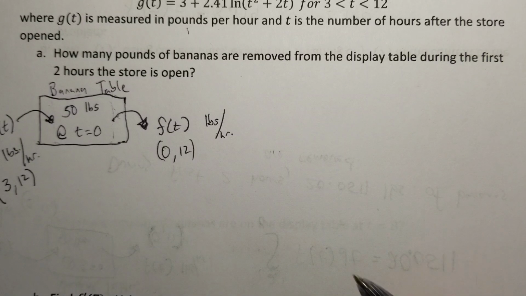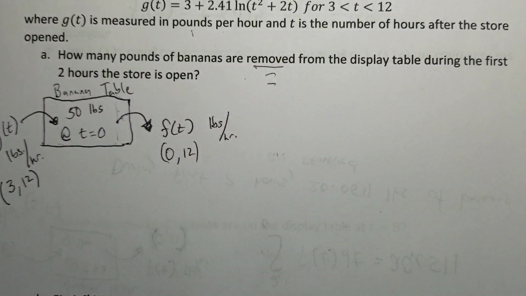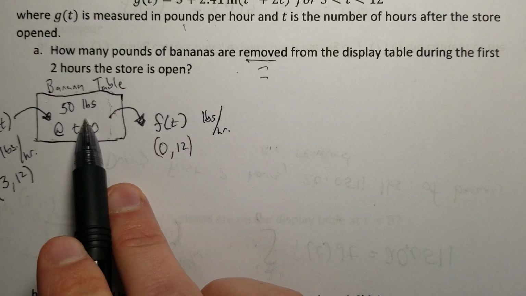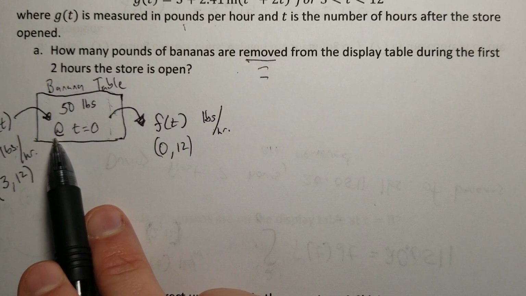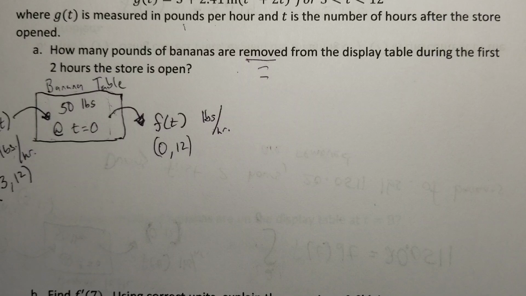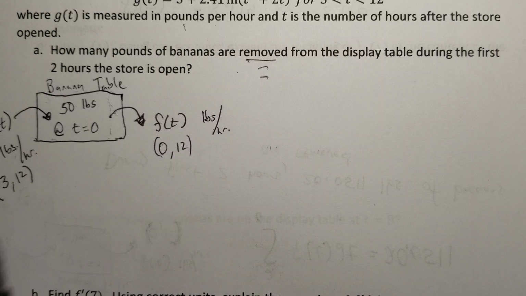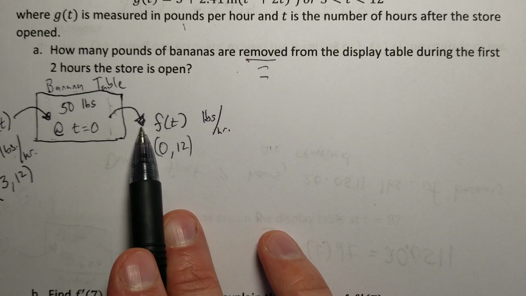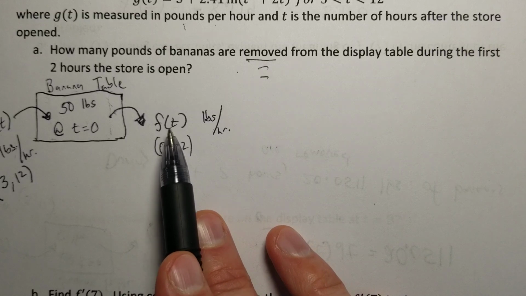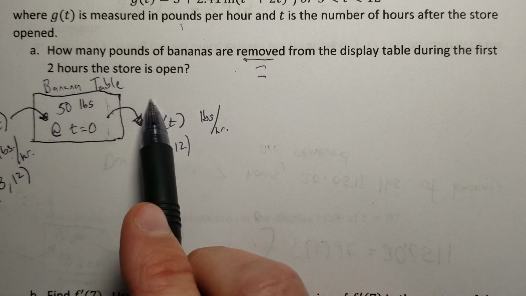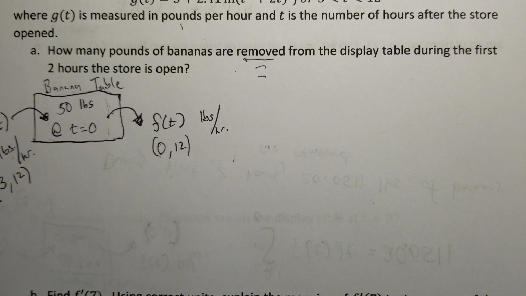So as I read that, the first thing that jumps out to me is just the word removed. I don't care how many bananas are on the table when we start. I don't care about stock boy or girl or whoever putting bananas back onto the table. I'm only interested in things leaving the table. And if I'm only interested in things leaving the table, that means I am interested in f of t in pounds per hour. So I have information about f of t in pounds per hour, and I'm asked about pounds of bananas.